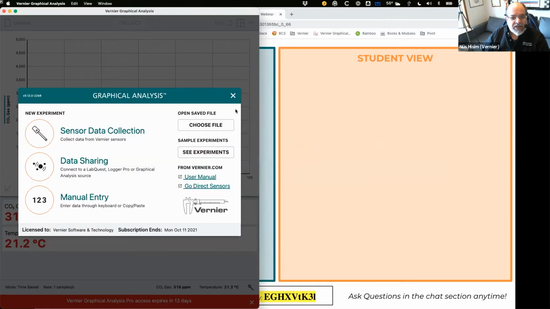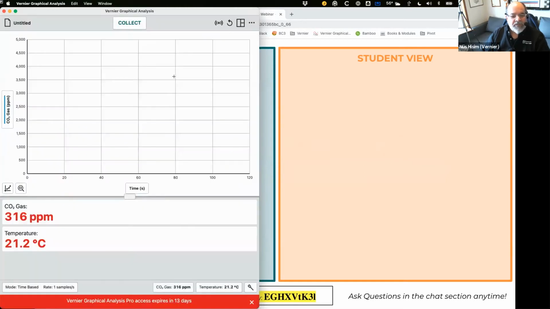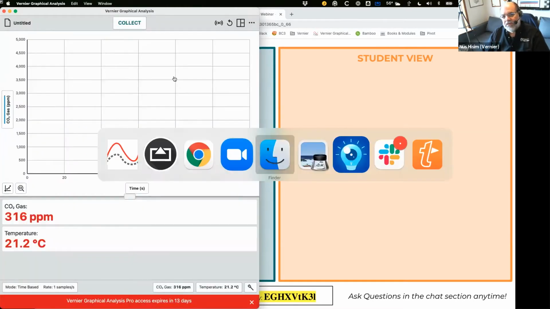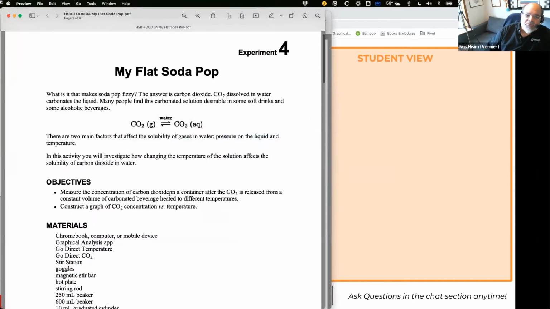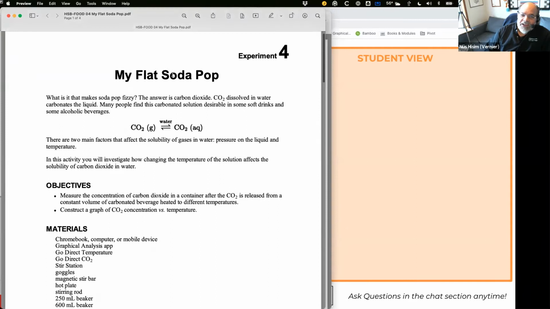But let me show you what we're going to do here. The experiment is in the shared folder too, and this is one that I wrote, I don't know, 2 years ago, I think, when we first started talking about the food chemistry book. And so, my flat soda pop.